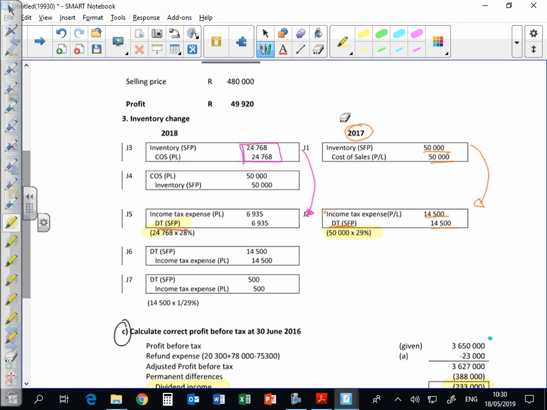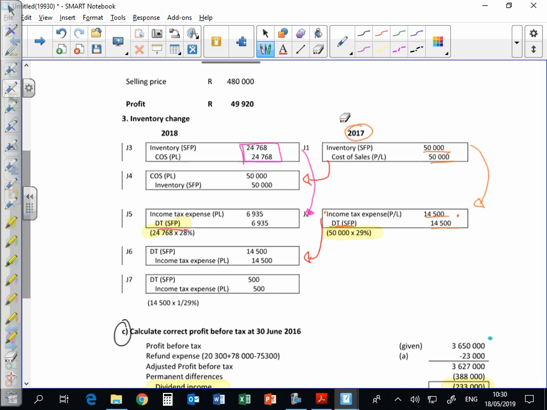In the current financial year, we're saying that whatever happened last year, that inventory that was on hand has been sold during our current year, so we need to reverse that journal entry. Debit cost of sales, credit inventory with 50,000. Similarly, with our deferred tax expense, debit deferred tax, credit our income tax expense with that full journal.